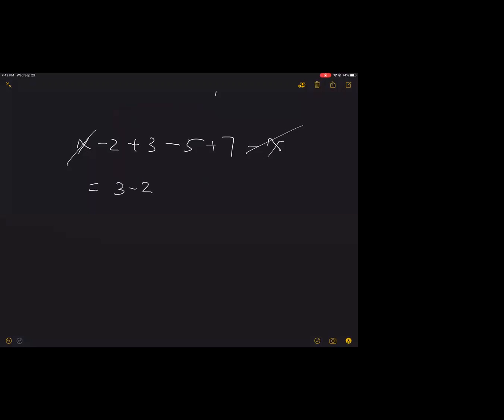Then you can rearrange that around. Again, consider these negatives as x plus -2 plus 3 plus -5 plus 7. Then you can shuffle these -2, 3, -5, and 7 around. Then you group them: 1 plus 2 is 3. So the answer is 3.